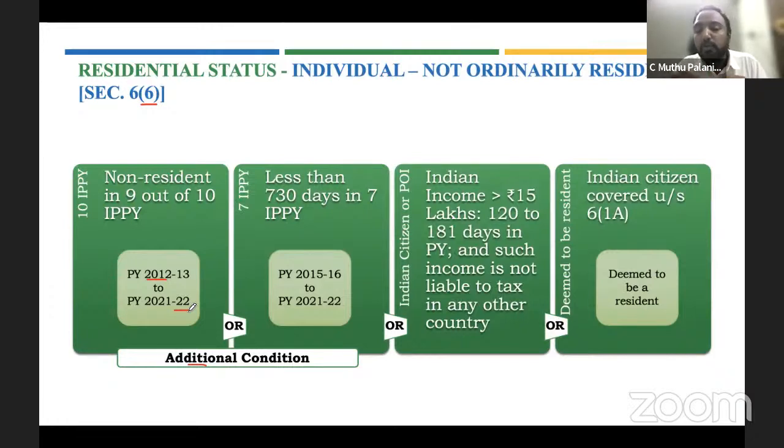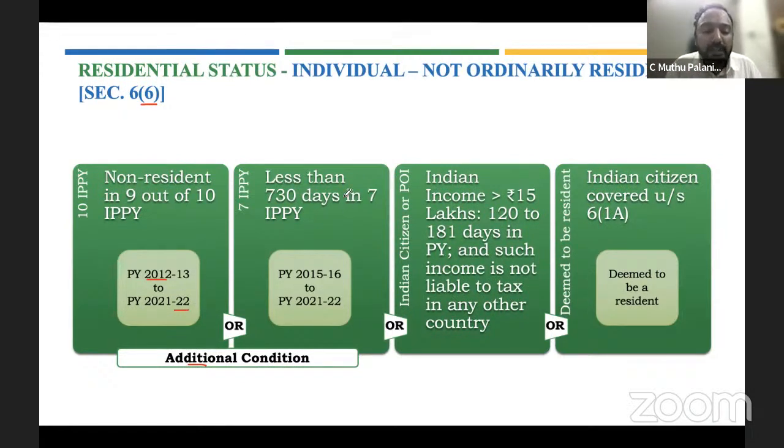Please remember, some of you would have studied otherwise. In that case, it will be 2 out of 10 years, you are resident. Now we are saying 9 out of 10 years non-resident. The other way of understanding this is 2 out of 10 years, you are a resident.